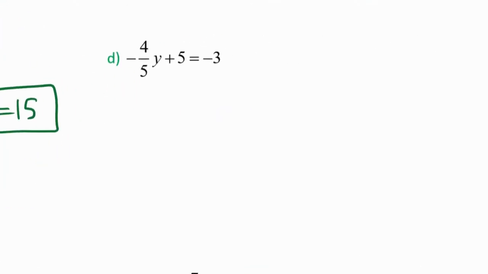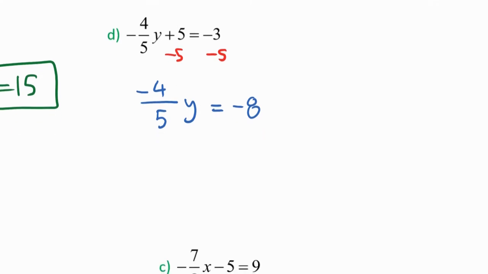Next question. -4 over 5y plus 5 equals -3. Again, we're going to isolate the term with y first and then isolate y. Okay, let's subtract 5. Subtract 5. Then it becomes -4 over 5 y equals -3 minus 5 is -8. Okay? Alright. After that, what we're going to do is find the reciprocal.